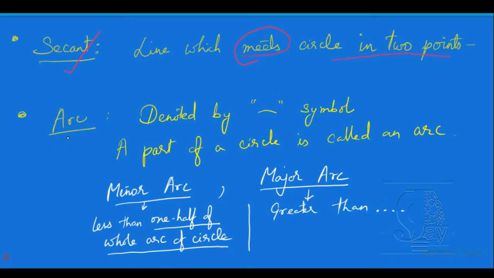The next one is arc. Now what is an arc? Denoted by a symbol like this, it is a part of a circle. So it's a collection of continuous points on the circle. So it's a part of the circle. It's called an arc. Now there are 2 types of arc. We have minor arc, we have major arc, and there is semicircle. So there are 3 types of arcs.